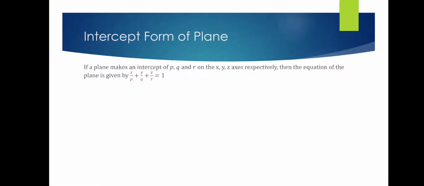Now let us come to the intercept form of the plane. For any plane, the intercept form is given by x by p plus y by q plus z by r equals to 1. This is pretty much exactly the same thing as for a straight line in 2 dimension, the way you would have written. And this p, q, r are the intercepts made on the x, y and z axis.